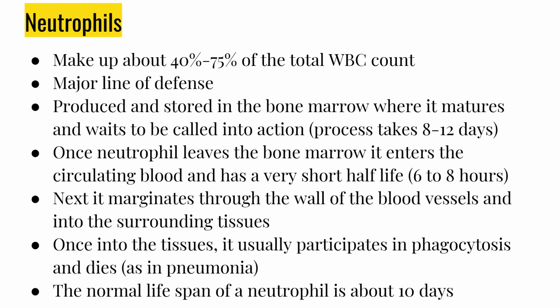That process can take up to 8 to 12 days, but there's actually a way that it gets sped up if need be. Once the neutrophil leaves the bone marrow, it enters the circulating blood, and it has a pretty short half-life, only 6 to 8 hours. Then it marginates through the wall of the blood vessels and into the surrounding tissues, and once it's in the tissues, it participates in phagocytosis.